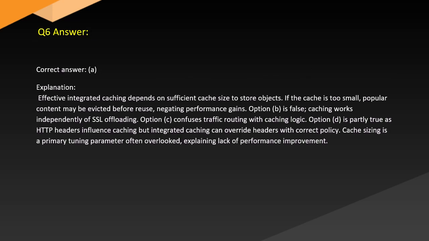Answer. Correct answer: A. Explanation. Effective integrated caching depends on sufficient cache size to store objects. If the cache is too small, popular content may be evicted before reuse, negating performance gains. Option B is false. The caching works independently of SSL offloading. Option C confuses traffic routing with caching logic. Option D is partly true, where HTTP headers influence caching, but integrated caching can override headers with correct policy. Cache sizing is a primary tuning parameter often overlooked, explaining lack of performance improvement.